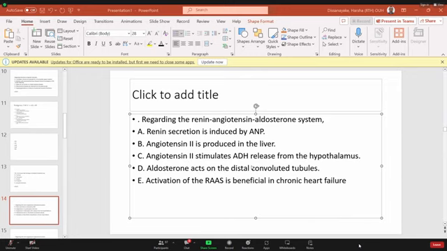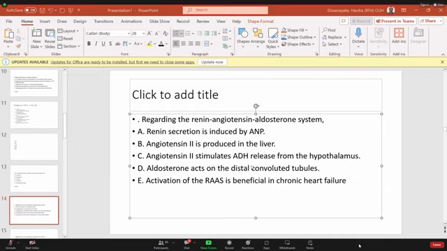Aldosterone acts on the distal convoluted tubule. I think you can take it as true. The predominant site of action is probably the collecting ducts, but there are some aldosterone receptors even in the distal convoluted tubules, so that's fine. You can mark it true. But if the statement said aldosterone predominantly acts on distal convoluted tubule, that will be false.